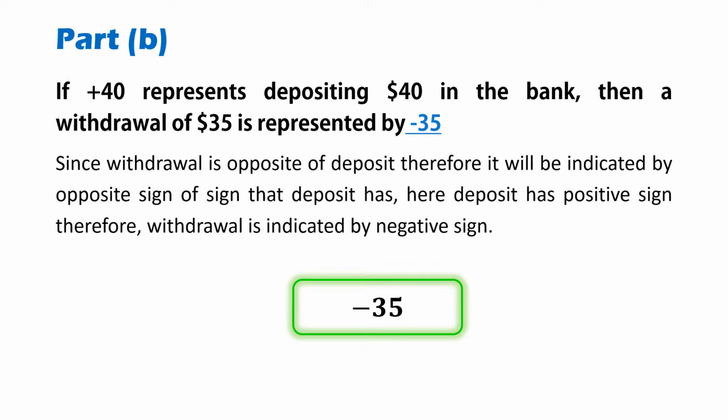Part B. Since withdrawal is the opposite of deposit, it will be indicated by the opposite sign of the sign that deposit has. Here deposit has a positive sign, therefore withdrawal is indicated by a negative sign. Therefore, if plus 40 represents depositing $40 in the bank, then a withdrawal of $35 is represented by minus 35.